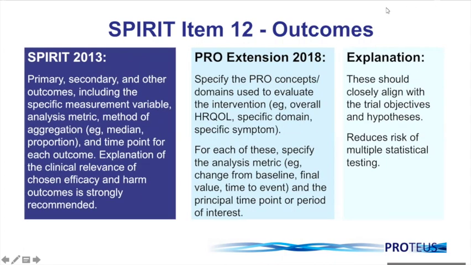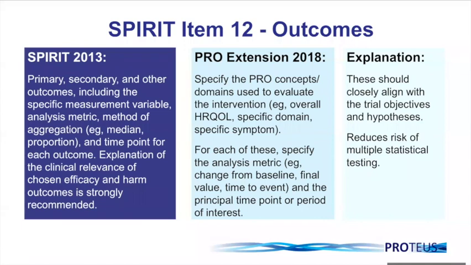Okay, so now we're going to look at Spirit item 12, focused on outcomes. Spirit 2013 stated that the primary, secondary and other outcomes, including the specific measurement variable, analysis metric, method of aggregation and time point for each outcome should be specified. Explanation of the clinical relevance of the chosen efficacy and harm outcomes is strongly recommended.